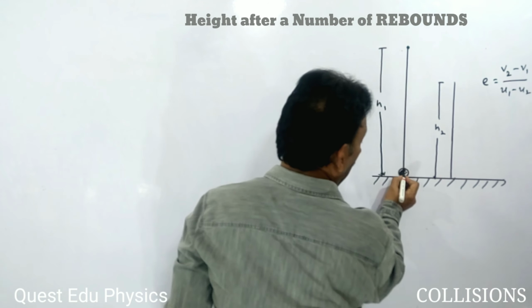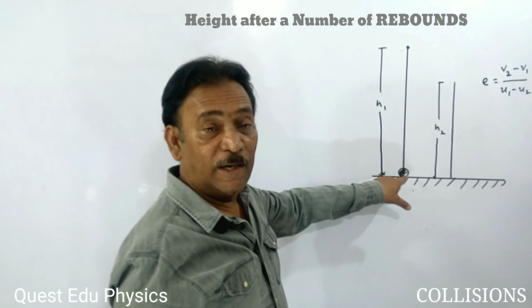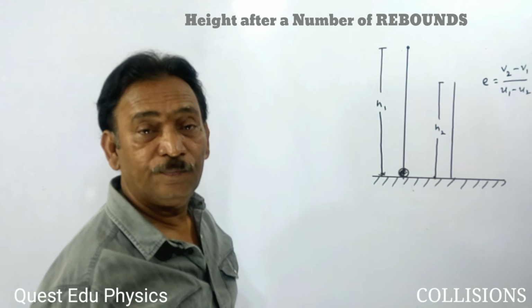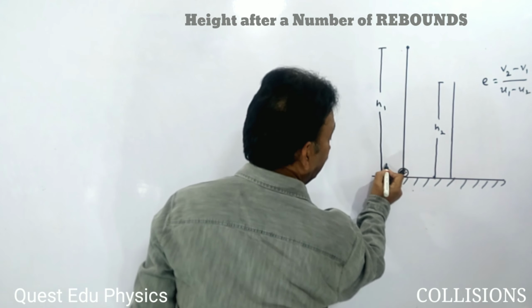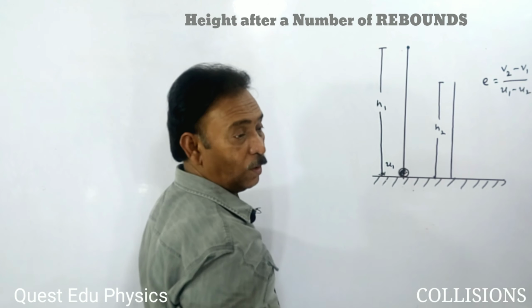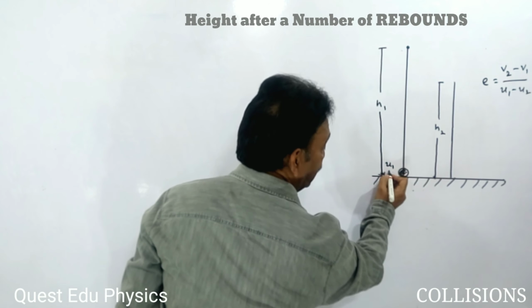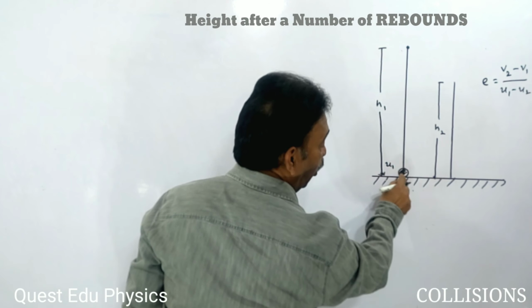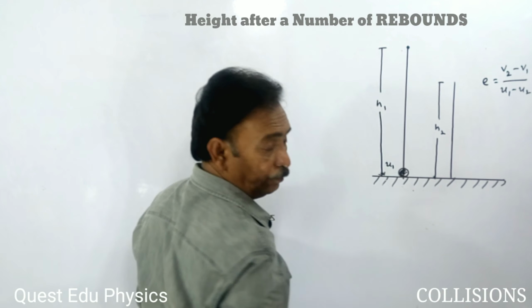Here the ball hits the ground with a particular velocity. Let's say it hits the ground with a velocity of u1. Okay, students? That means the initial velocity of the ball, or the body which hits the ground, is equal to u1.